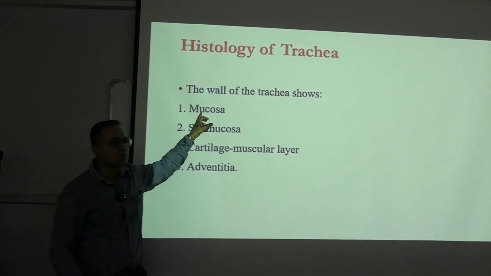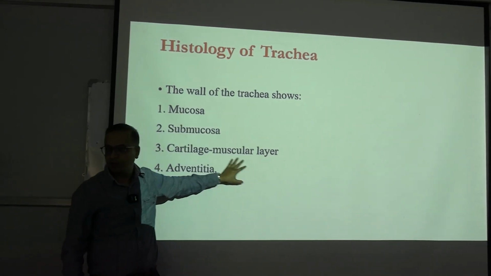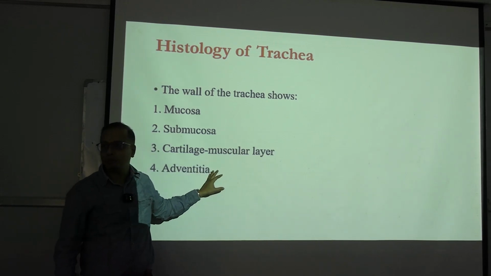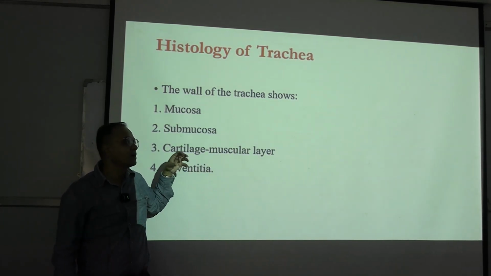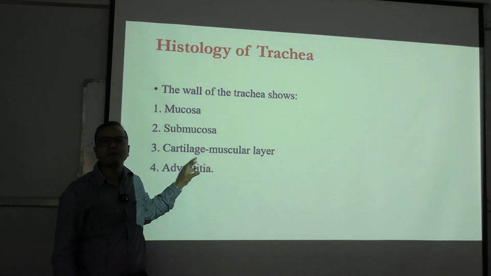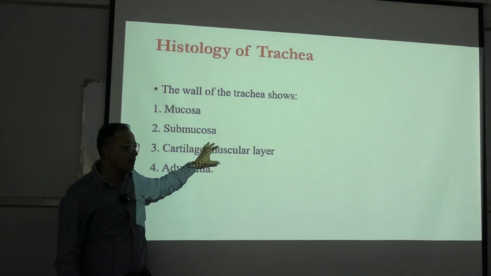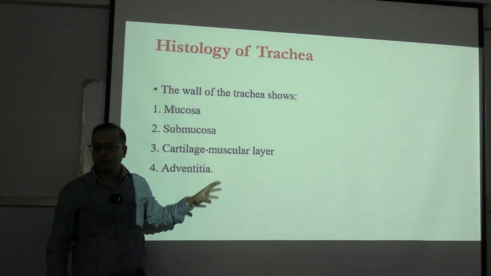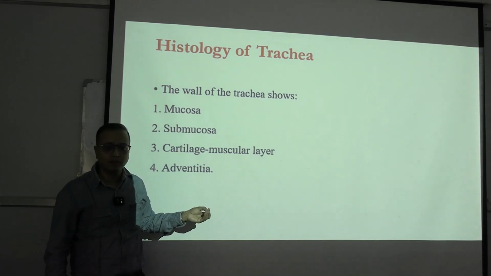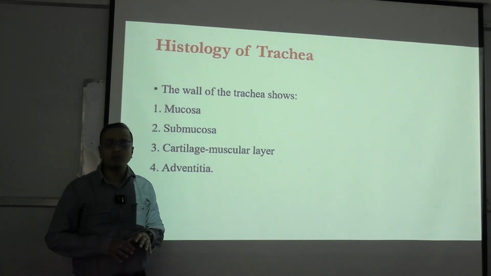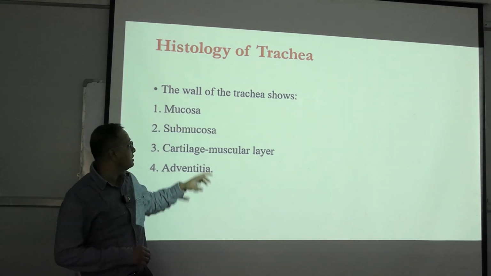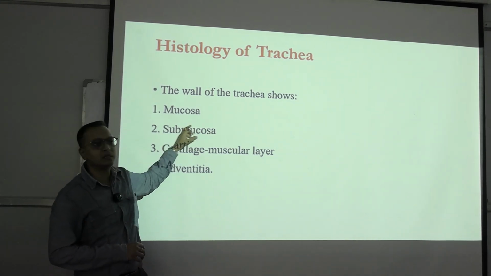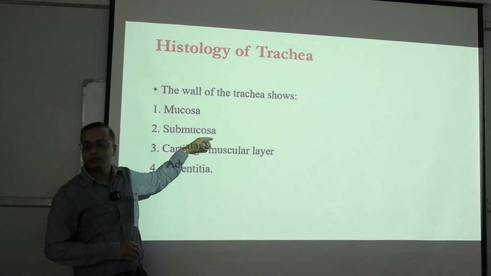This mucosa has a membrane kind of thing. We call this membrane the basement membrane. Under the membrane, we have some kind of space or connective tissue element. We call it the lamina propria. So, we have a layer made by a membrane, the basement membrane, and under that basement membrane we have a space, the lamina propria. This lamina propria is continuous with the layer below, which is the submucosa.